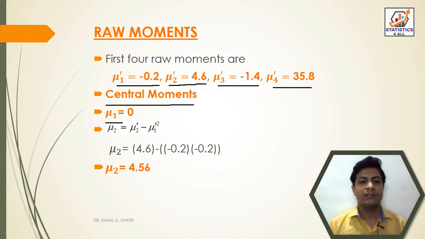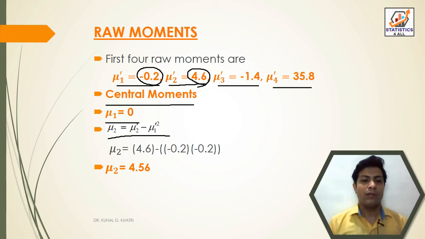Here mu 1 is always equal to 0. The mu 2 formula is mu 2 is equal to mu 2 dash minus mu 1 dash square. Here mu 2 dash is equal to 4.6 and mu 1 dash is equal to minus 0.2. We'll put in the above formula of mu 2. So here mu 2 is equal to 4.6 minus (minus 0.2) into (minus 0.2). We get value mu 2 is equal to 4.56.